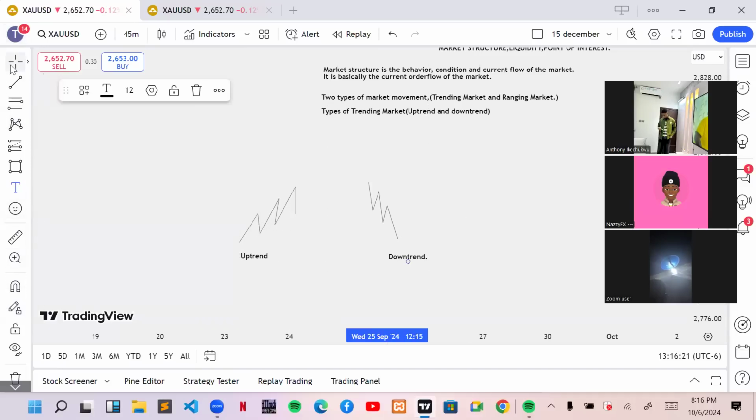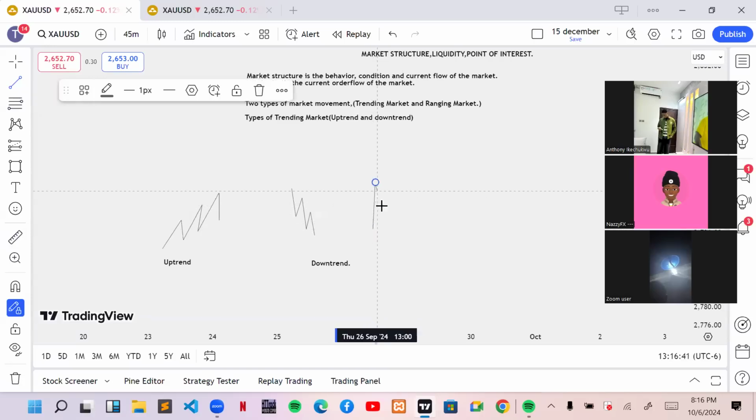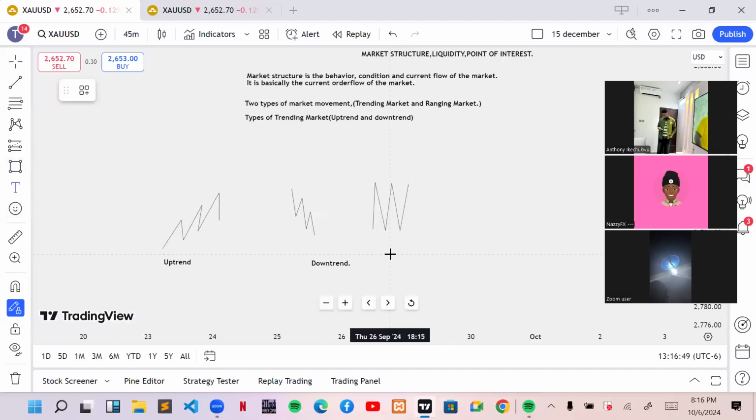Then we have the ranging market, which isn't really trending anywhere. It's just moving from one particular point to another. If you move from point A to point B, you move back from point B to point A, and then from point A back to point B. A range means being stagnant, staying in the same fixed area, moving from here to here and back again. This is what it means for the market to be in a range. It's more of a consolidation.